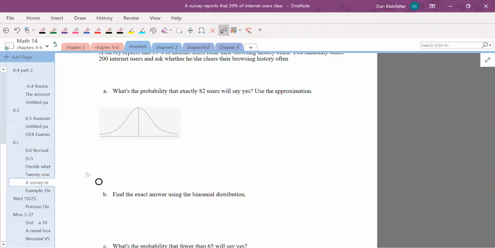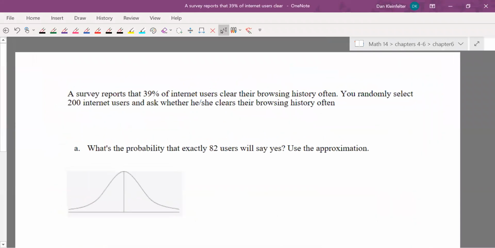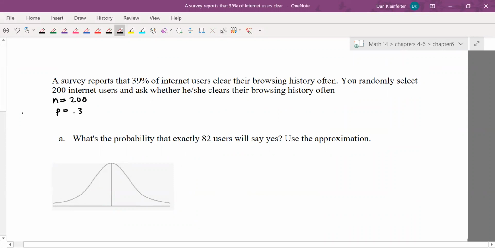Okay, all right, so more examples. Here it says a survey reports that 39% of internet users clear their browsing history often. You randomly select 200 internet users and ask whether he or she clears the browsing history often. So our N is the 200 people. Our P, probability of success, is 0.39. So our Q will be 1 minus 0.39, and that's 0.61.